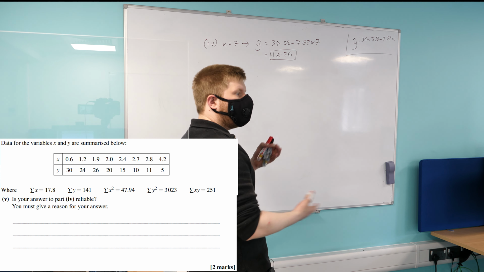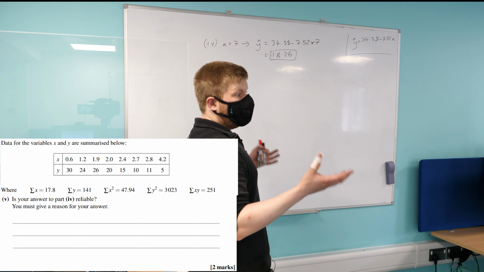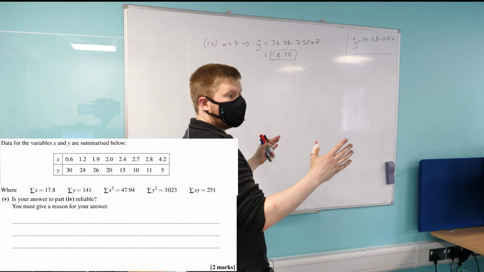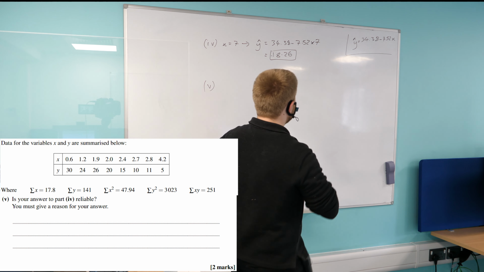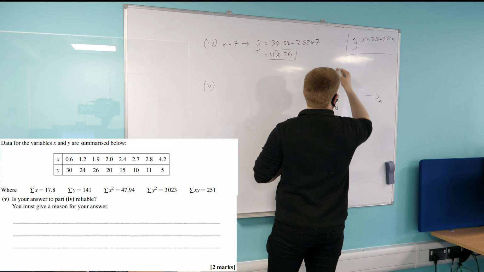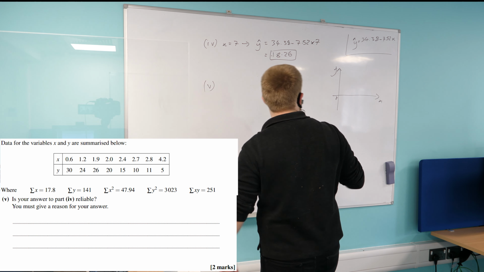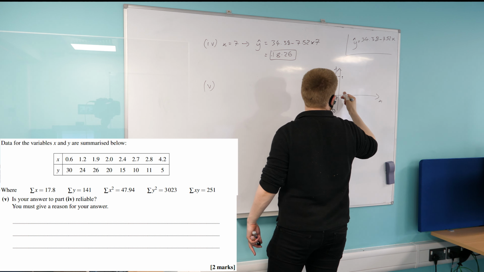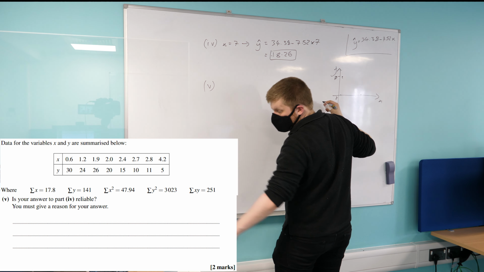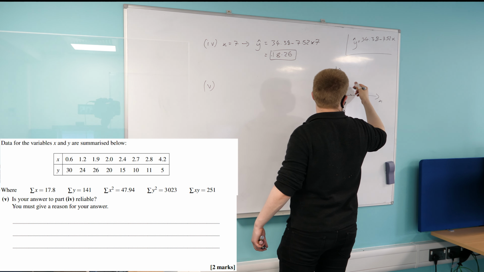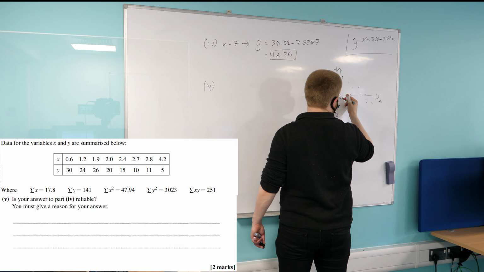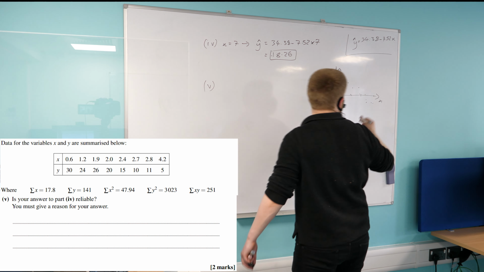Yeah. Exactly. So the point of saying, is it reliable or not, all you literally have to say is, is the value that we're trying to estimate within the range of the given data? Because the whole point is that this data, if I just quickly sketch it on a graph, let's try something like this. This is x, this is y. So we've got 0.6 and 30. So this is 30 up here somewhere. This is 0.6, and then we've got 1.2 and 24. So 24 is all the way out here. So it's kind of looking a little bit like this. Okay, so that's the data that we've got, going all the way from 0.6 up to 4.2.